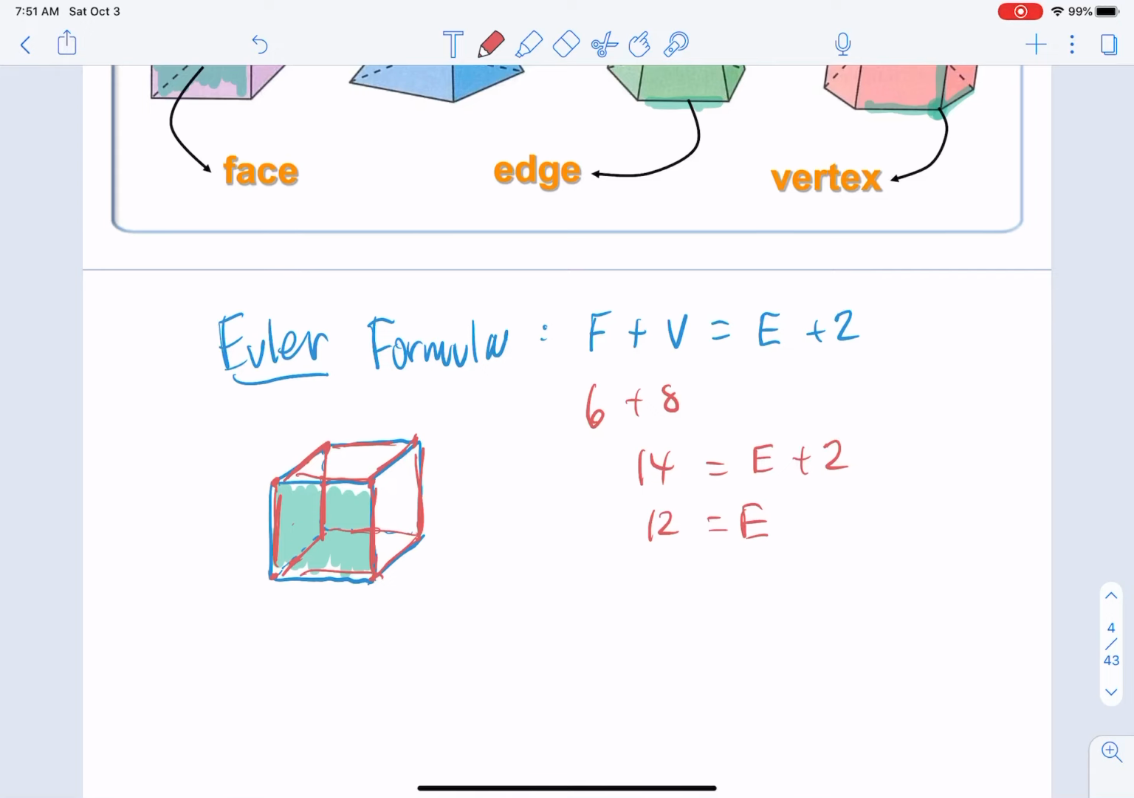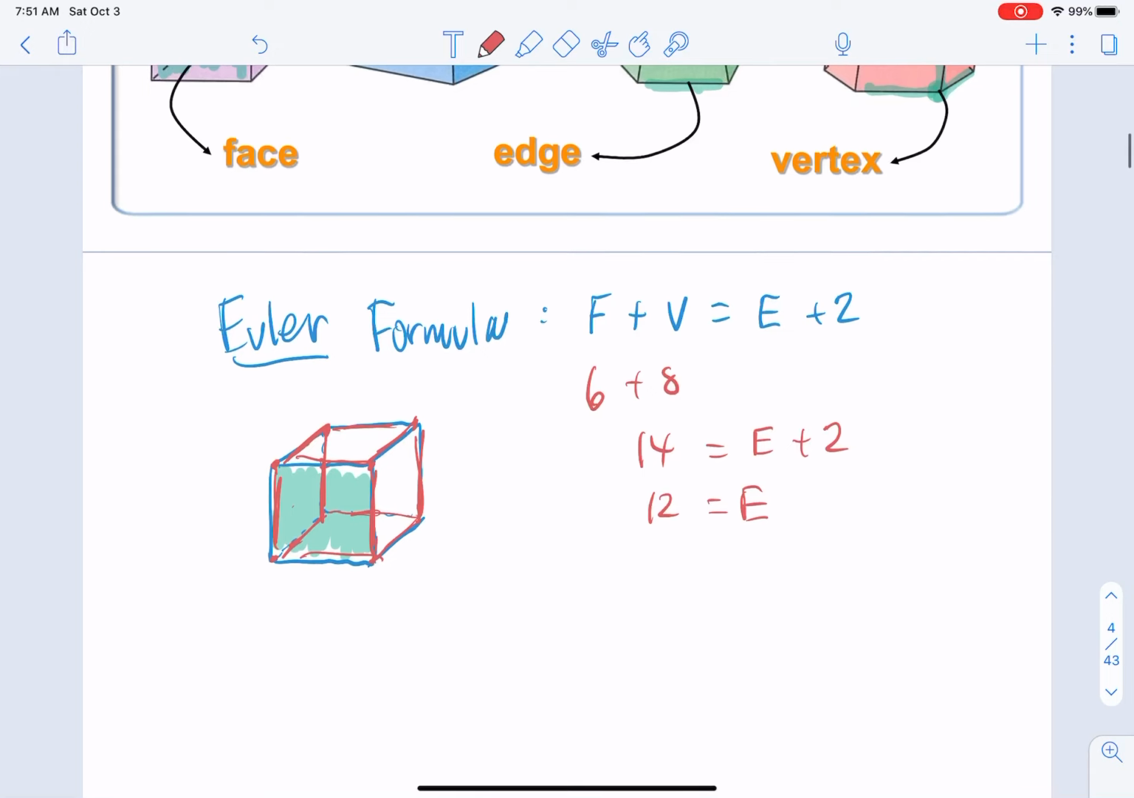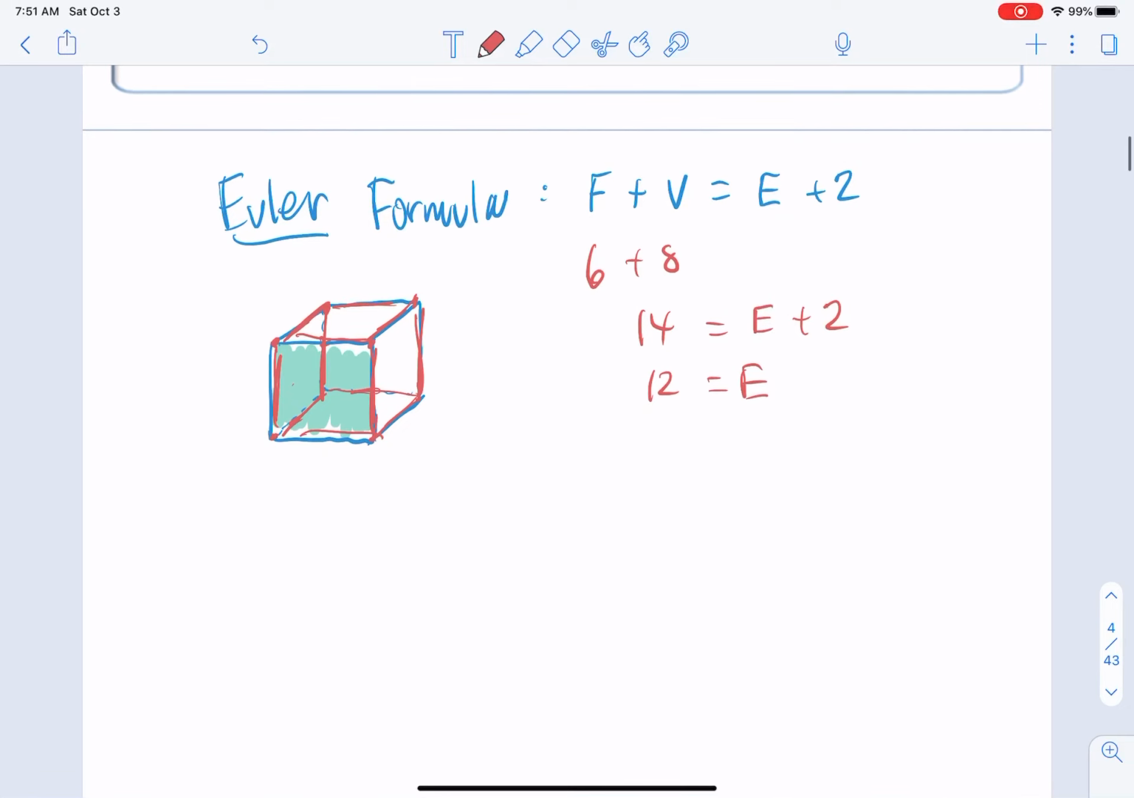All right, so when we come back, we're going to take a look at some different categories of polyhedrons. We usually divide them into prisms and pyramids. What distinguishes those two? That's what we're going to examine in the next couple of videos.